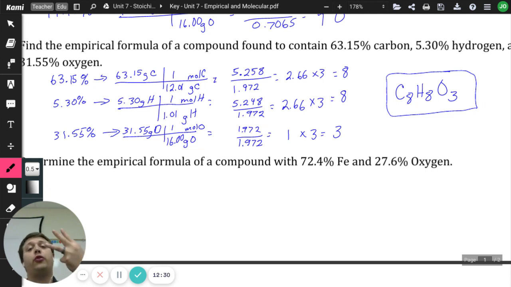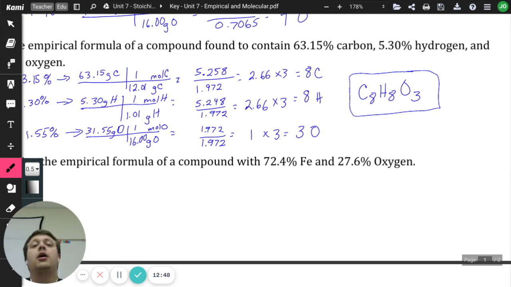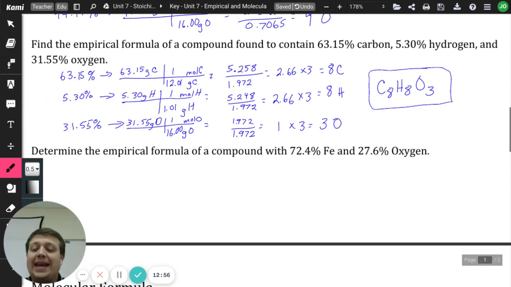Since they're not whole numbers, I need to multiply them until they are whole numbers. So I'm going to multiply by 3. 2.66 times 3 is 8. Same thing, 2.66 times 3 is 8. And then 1 times 3 is 3. That gave me 8 carbon, 8 hydrogen, and 3 oxygen. So then I would come back over here, plug that in, and I would find my empirical formula is C8H8O3. All right, so that is the empirical formula.